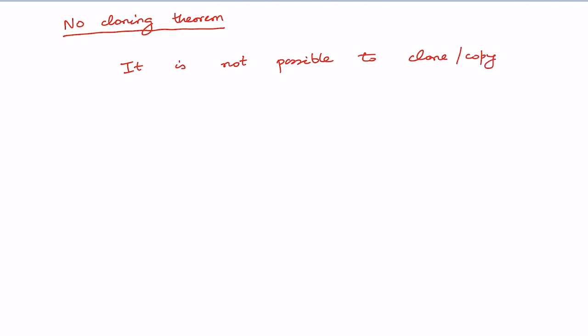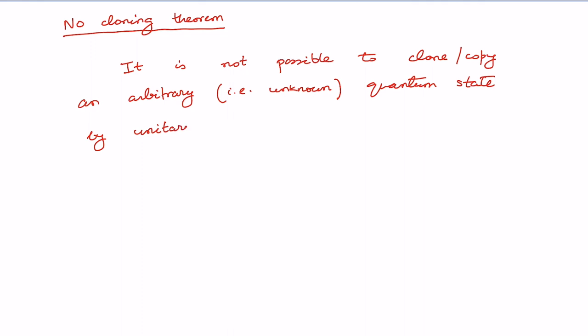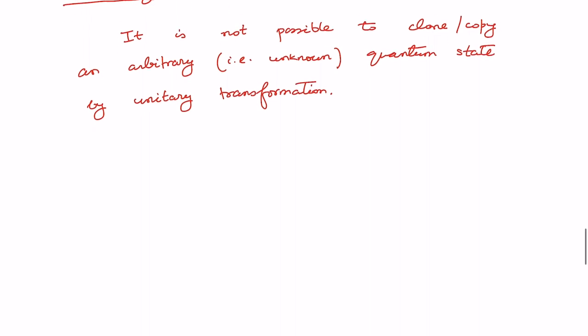No-cloning theorem is of paramount importance in quantum information science. No-cloning theorem says that it is not possible to clone or copy an arbitrary, that is unknown, quantum state by unitary transformation. So this is the no cloning theorem, and by now all of you know what is called unitary transformation. Now, as per no cloning theorem, it is not possible to clone or copy an unknown or arbitrary quantum state.